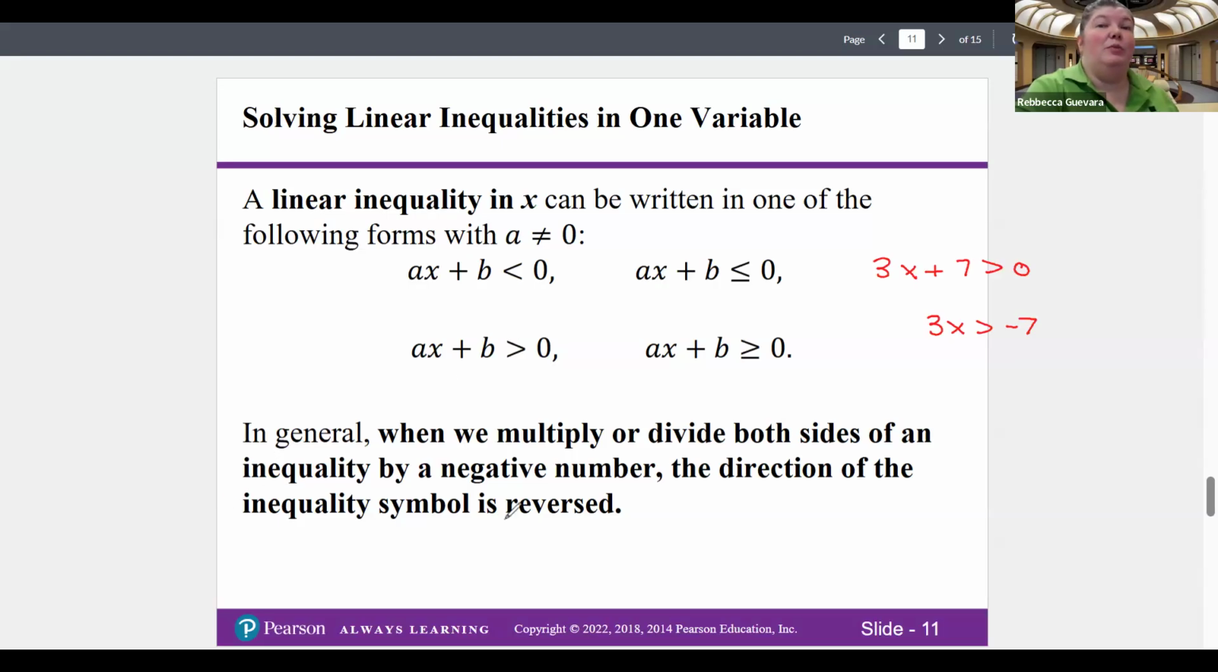So in general, when we multiply or divide both sides of the inequality by a negative number, the direction of the inequality symbol is reversed. Otherwise, all operations will act just like if you were trying to solve an equality. We only have to worry about multiplying or dividing by negative numbers.